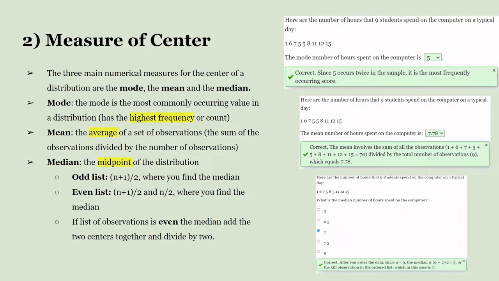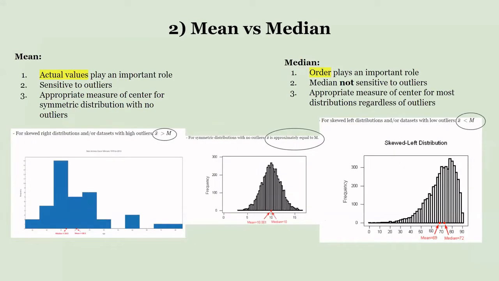There are three main measures of center: mode, mean, and median. Mode has to do with the frequency, mean is the average of the observations, and median is the midpoint. Mean deals with the actual values, and median deals with the order. Mean is sensitive to outliers, while the median is not, which makes median a more reliable method to measure center.